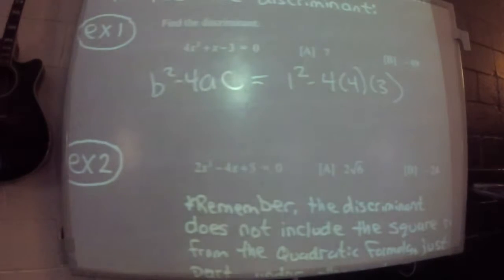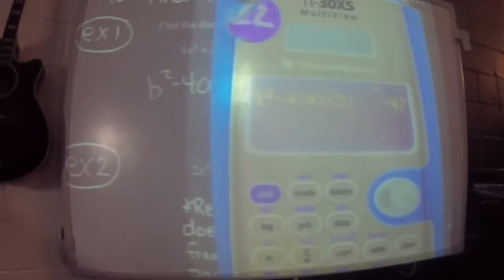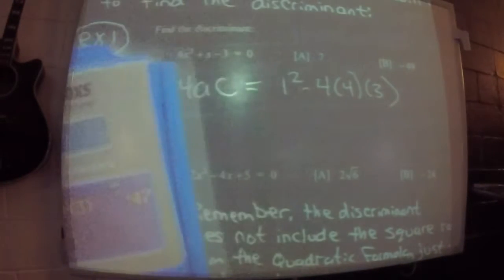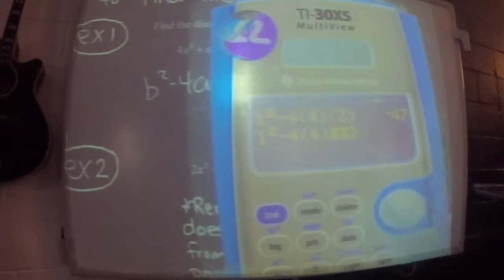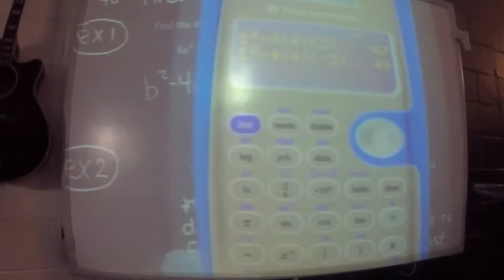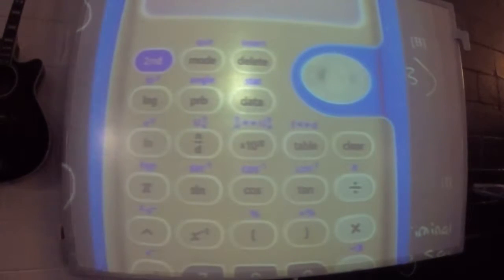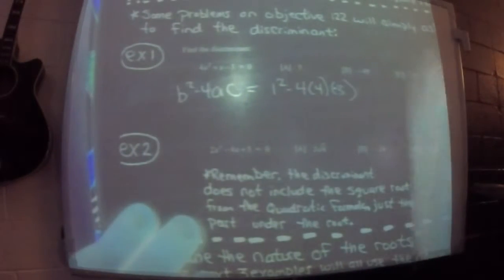1 squared minus 4 times, and I'm getting, what am I doing? Oh, the negative 3 right here. 4 times 4 times negative 3. And you should get positive 49. Ignore the first thing I put in there. All right, 1 squared minus 4 times 4 times negative 3 is positive 49. So that's it. That's your discriminant.